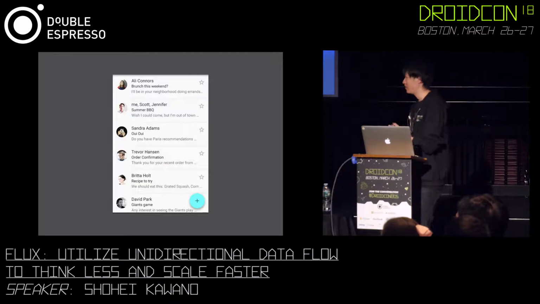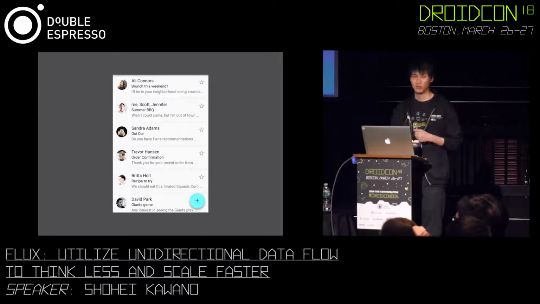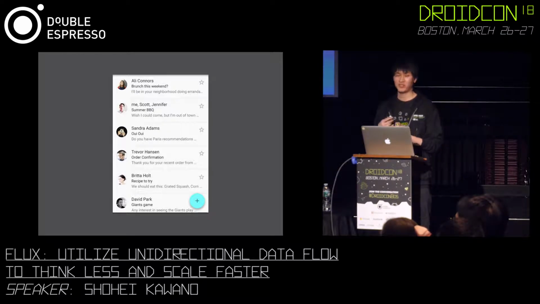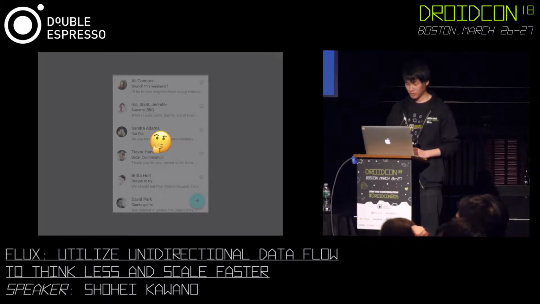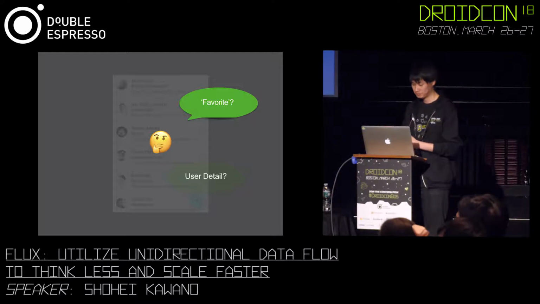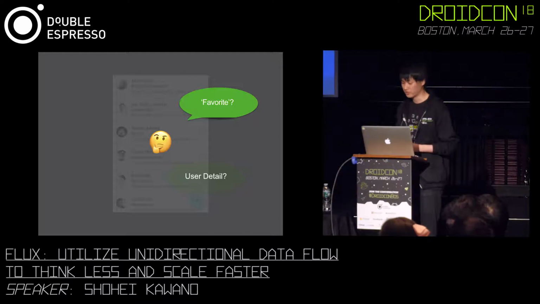So without the library or without any architecture, you need to maybe use start activity for result and receive the value on activity for result, or maybe you decide to always fetch the latest data on resume, or any kind of thing. But let's assume how we can implement the favorite functionality for user list using Flux architecture.